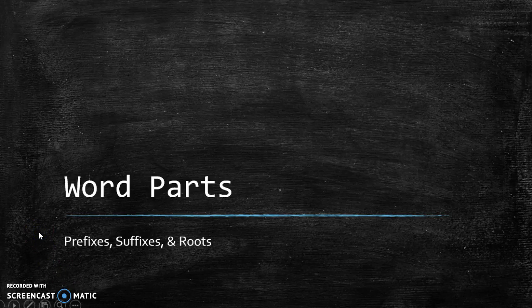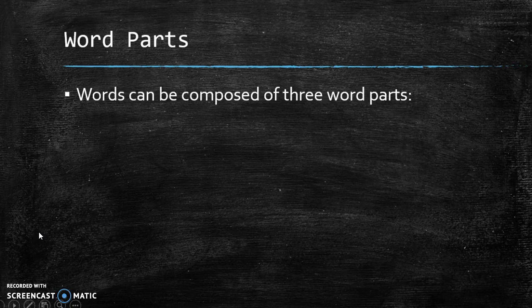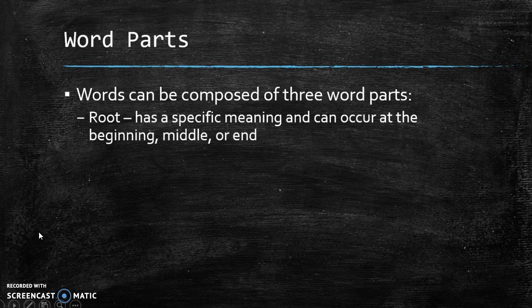In this short lecture, we'll be discussing word parts. So all words are made out of various word parts. There are three major types of word parts. We have the first part, which is called a root. A root has a specific meaning and can occur at the beginning, middle, or end of a word.